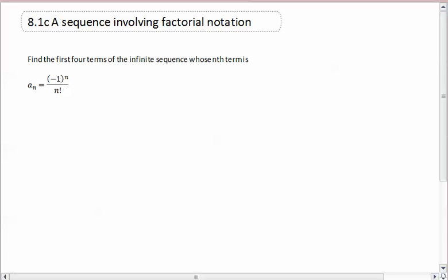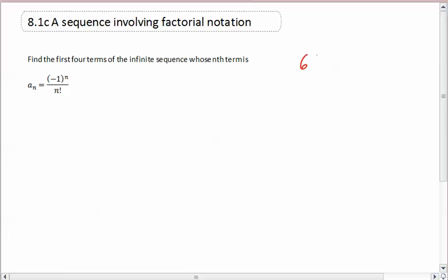Okay, so we're going to go ahead and take a look at now writing the terms of an infinite sequence whose nth term is actually going to involve a factorial. So factorials, let me just give you a recap here. If you've never heard of them, factorial uses consecutive positive factors less than the given number value for n.